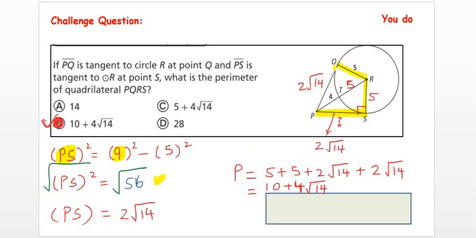Then to get the perimeter, I need to add all these yellow lines because they want us to find the perimeter of the quadrilateral PQRST. So when you add all of them, your answer will be 10 plus 4 square root 14. That is option B.